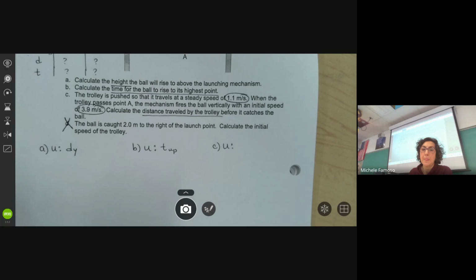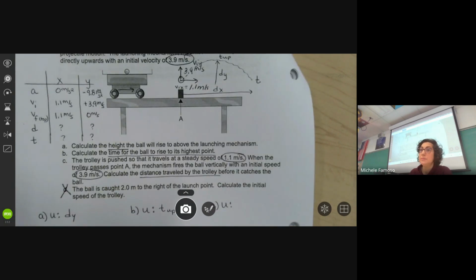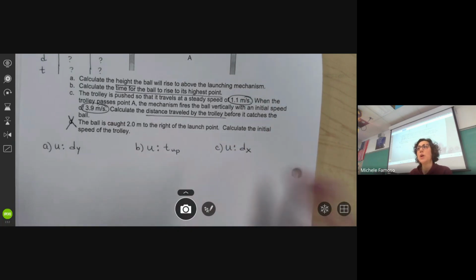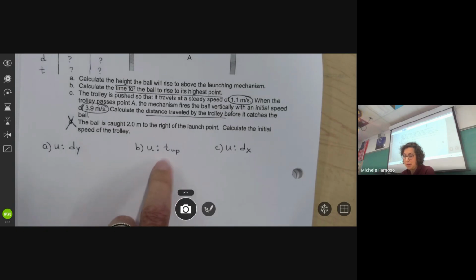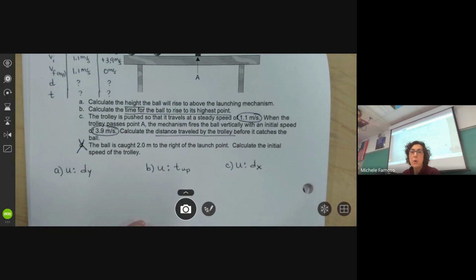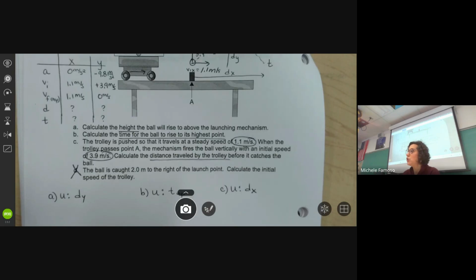Bryce? I'm not going to write D-I-S-T-A-N-C-E. What should I write? D what? I've got two D's on my picture. The D and the X. Which part of this do you think I should do first? Yep, part B.